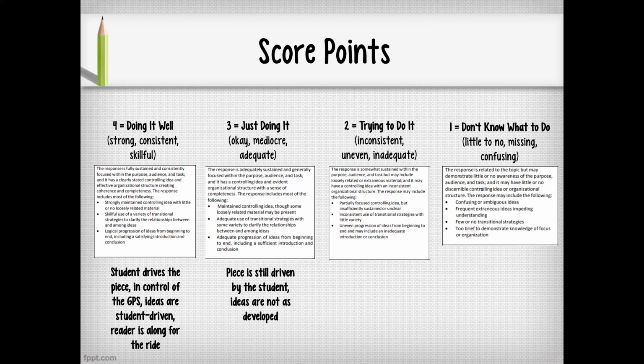A 3, the piece is still driven by the student. Of course, if we're meeting grade level standards, we need that student to still be driving the piece, but the ideas just may not be as developed as that 4. For a 2, the student needs help with directions. They took the wrong exit and they're not really sure how to get back on the interstate. And then finally, for that 1, we don't even know who is driving or what is going on with the piece. So these are just some fun phrases and analogies I like to use when I'm scoring.